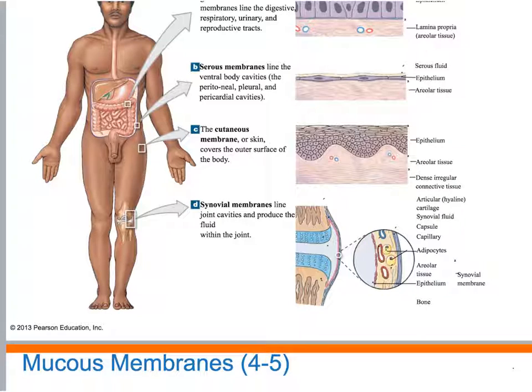The serous membranes line the ventral body cavities, and there are 3 divisions there. The cutaneous membrane is the skin, and it covers the outer surface of the body, and the synovial membranes are in the joint cavity and produce fluid within the joints. Now we're going to talk about them in more detail.